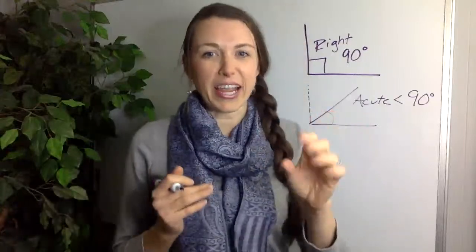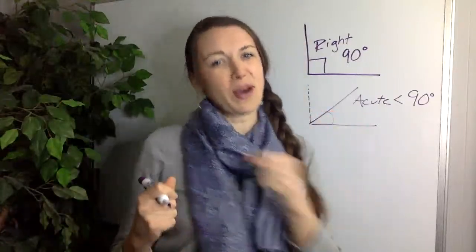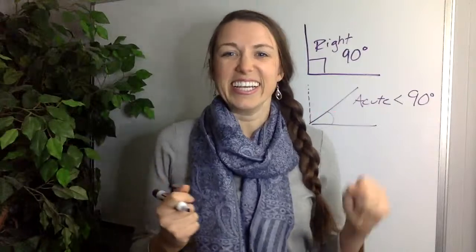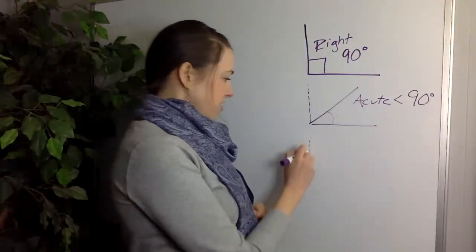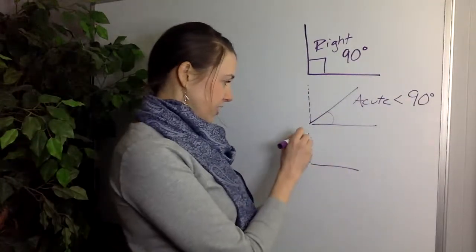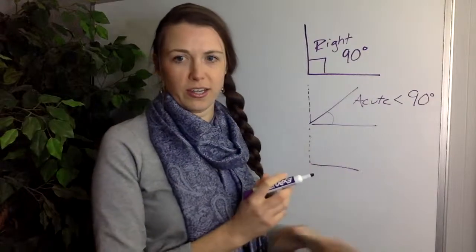Okay, all right. So now we're going the opposite of acute, right? So we're going to draw our little, remember that this is 90 degrees, right? And so now we're going opposite.